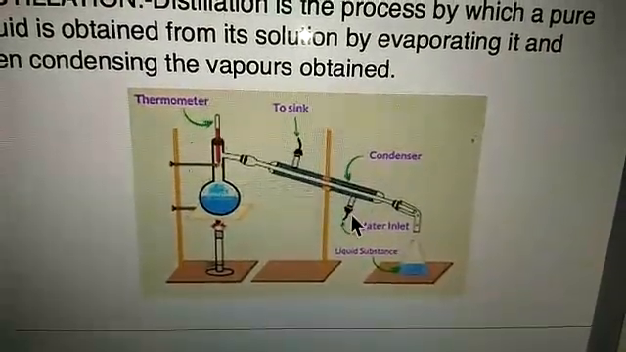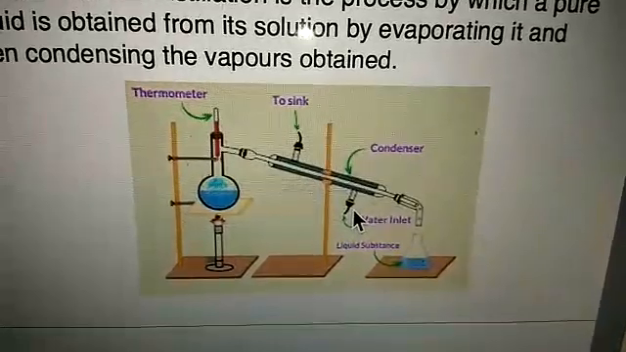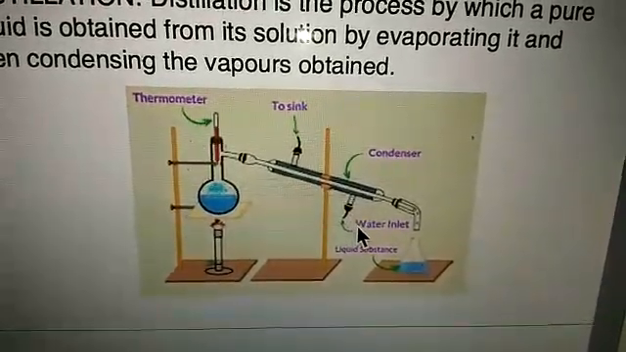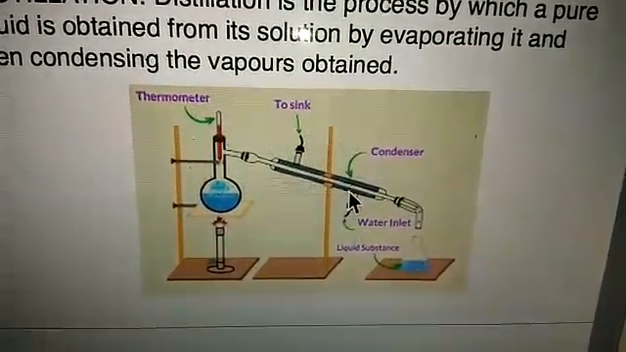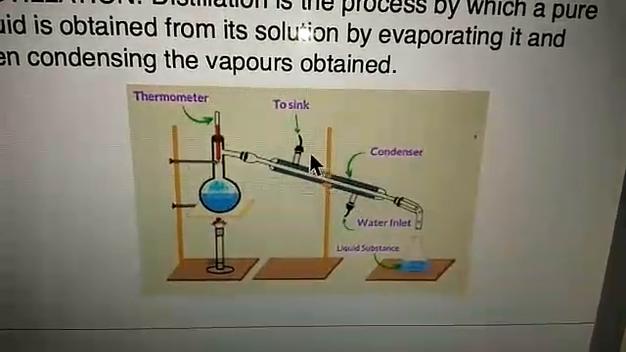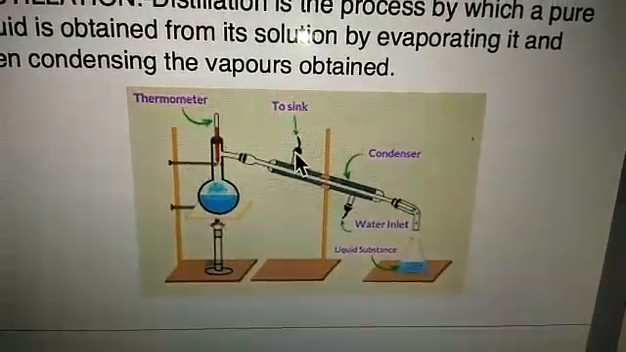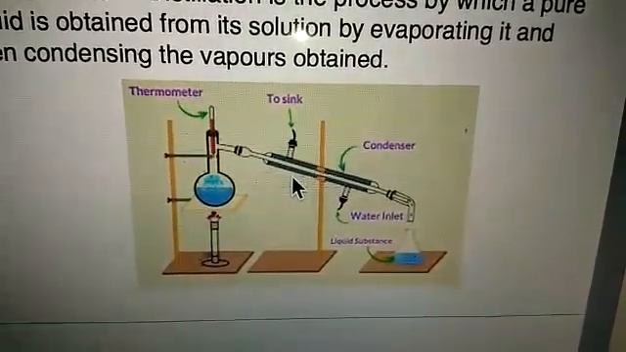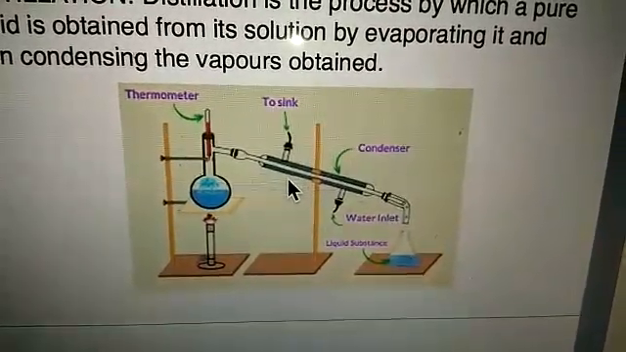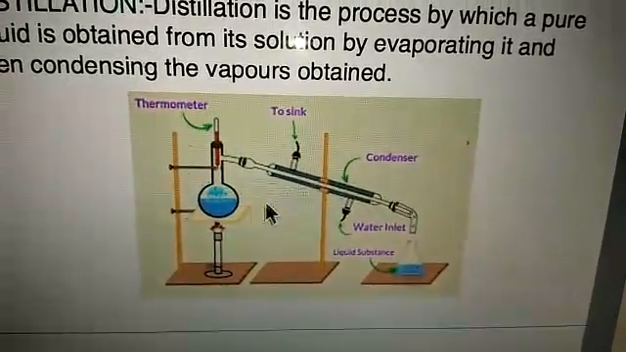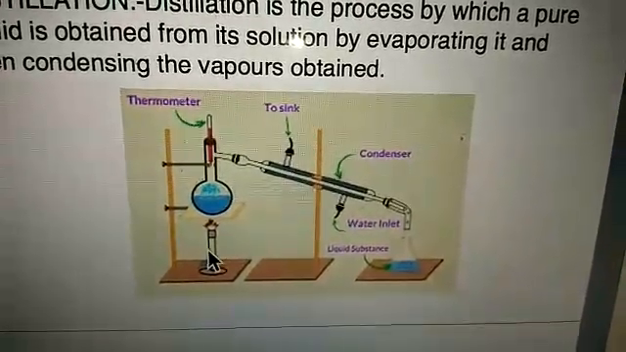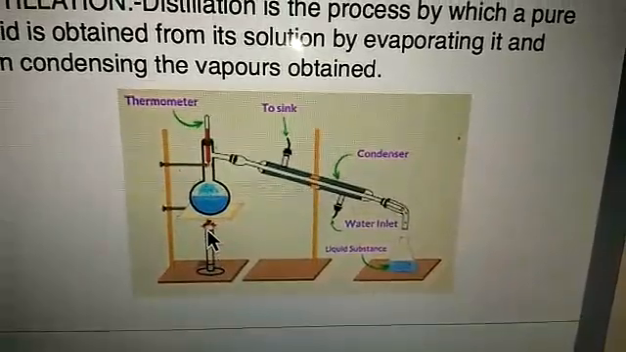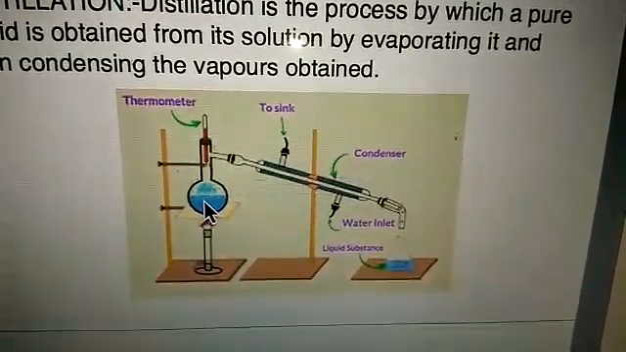Now this condenser has two openings. One is here, this is the water inlet. This will be attached through a pipe in which water will go inside. Here, this is the outlet. The water will come out and probably go to the sink. Now, how this apparatus works, how this experiment works. First of all, see here, the Bunsen burner is put on. When it is lighted, this solution gets heated.